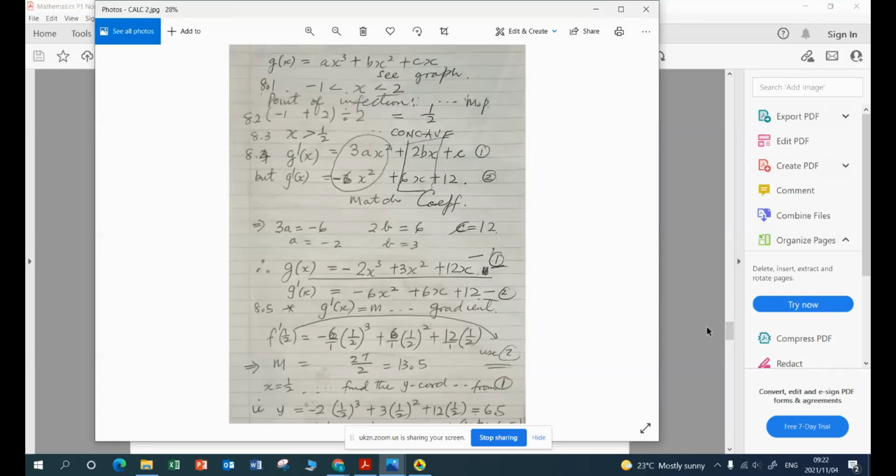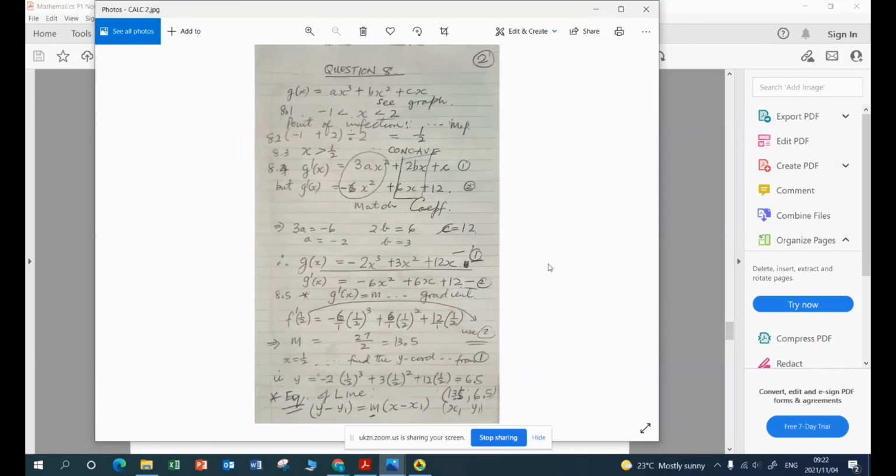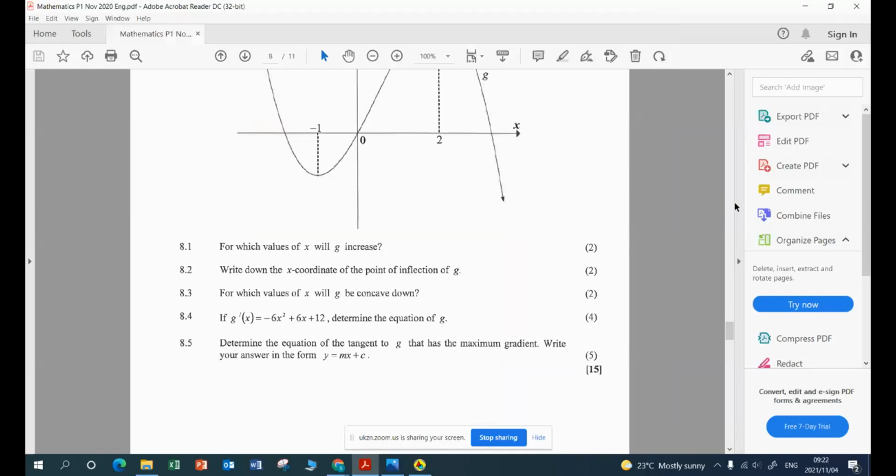Now, what is the equation of the straight line? y minus y1 is equal to m into x minus x1. We know the m value is 13.5, x1 is half, and y1 is 6.5. So you can complete that. It's quite easy. Now, that's the first part of the calculus.